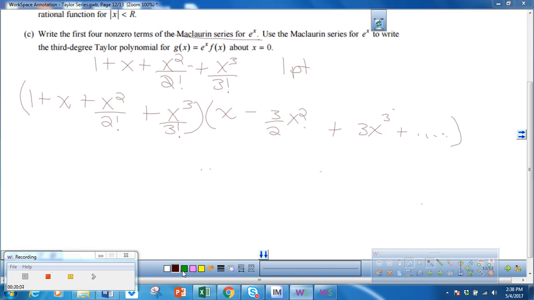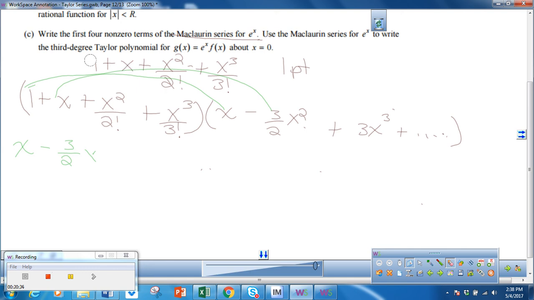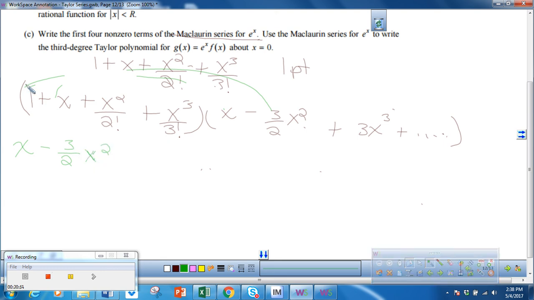I guess I'm not exactly using FOIL, but I'm going to multiply 1 times x, and that's x, and then x times negative 3 halves x. No, I'm sorry. Then I should multiply. Okay, how do you multiply again? Maybe I don't remember. Let's get rid of that one. So then I multiply 1 times x, and then 1 times negative 3 halves x gives me negative 3 halves x squared, and then 1 times 3x cubed.